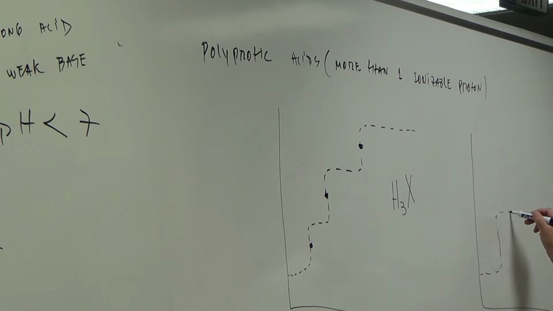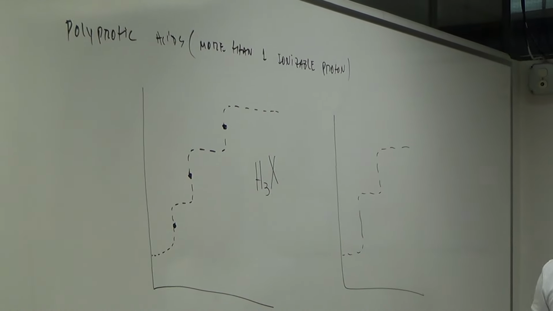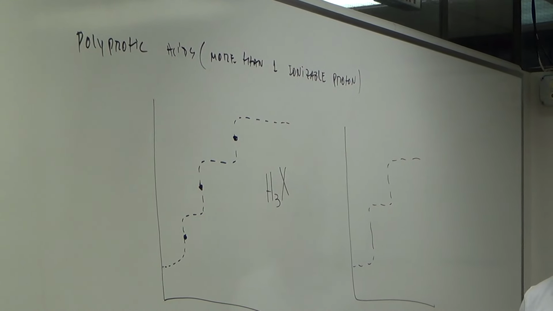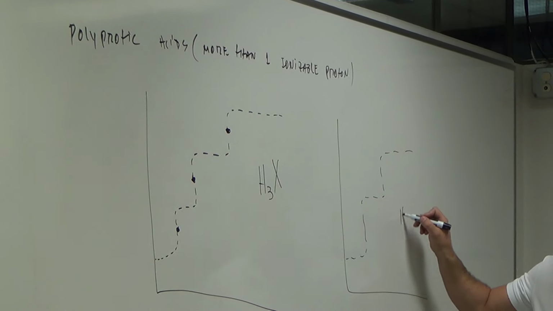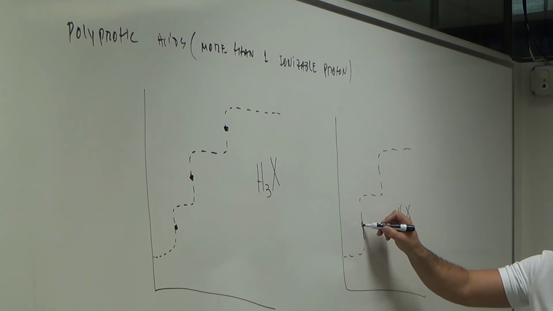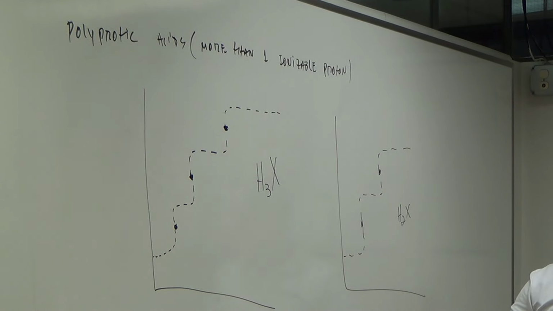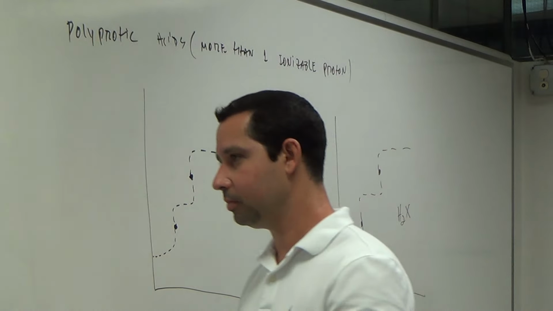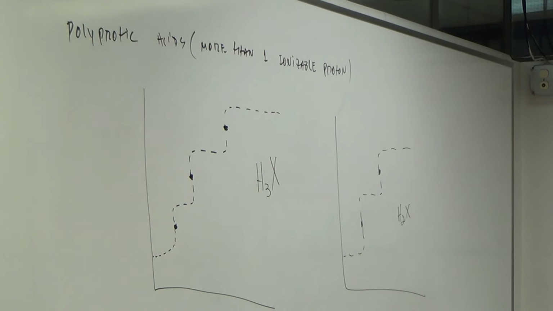Of course, if it looked like that, what would it be? H2X, okay? One ionizable proton here, one ionizable proton there. Very good. We did one of these in the lab, but it didn't come out quite that nicely. It comes out okay, it's just not very clear.